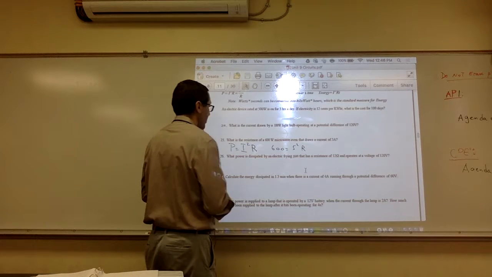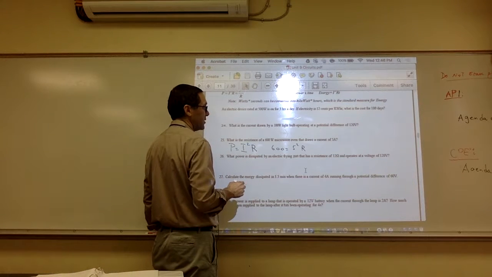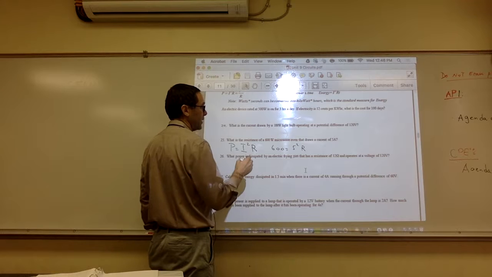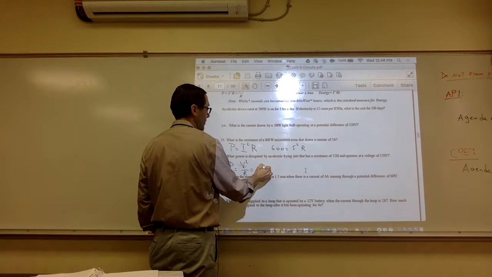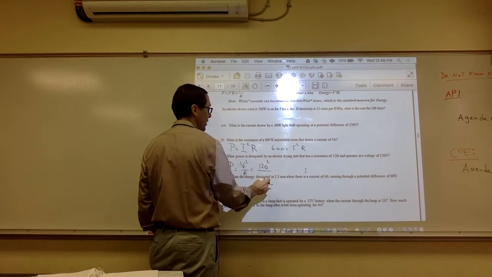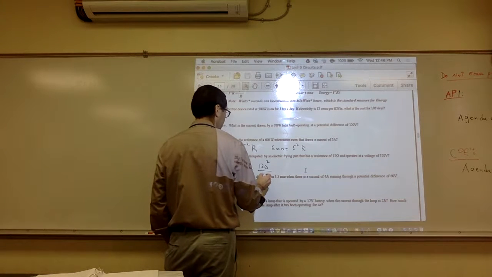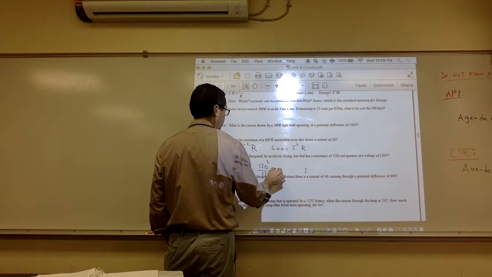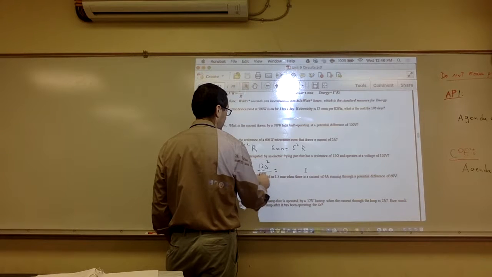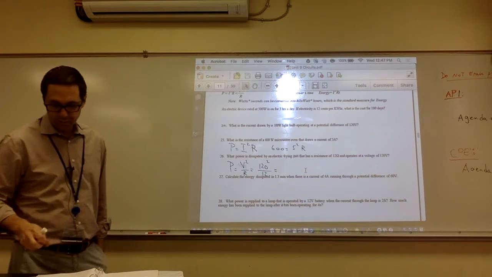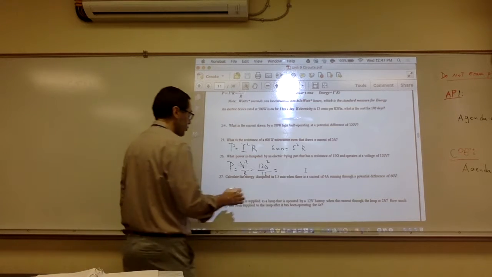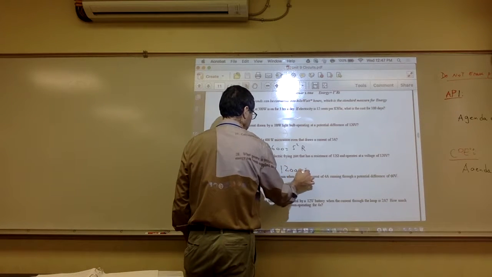What power is dissipated by an electric fryer pan that has a resistance of 12 ohms and operates at a voltage of 120? So for that one, we're going to do V squared over R. So it's going to be 120 squared divided by 12. I think we can do that mentally. So 1200.